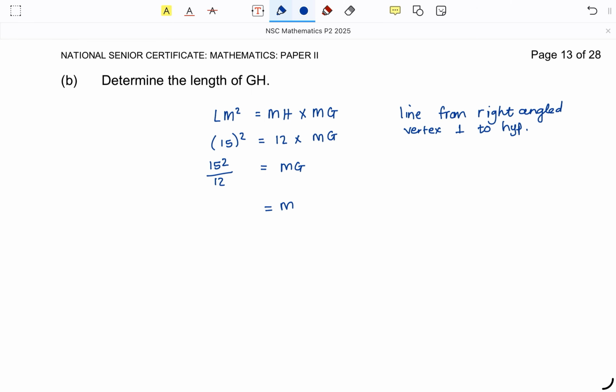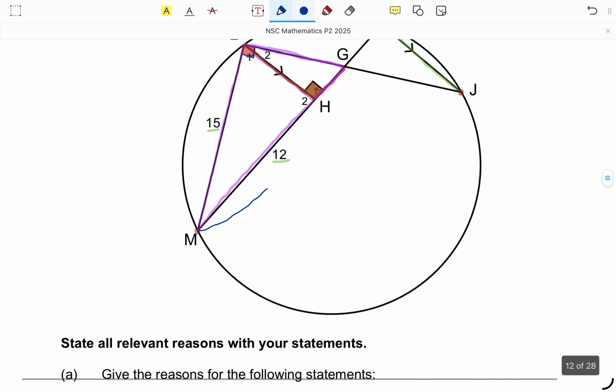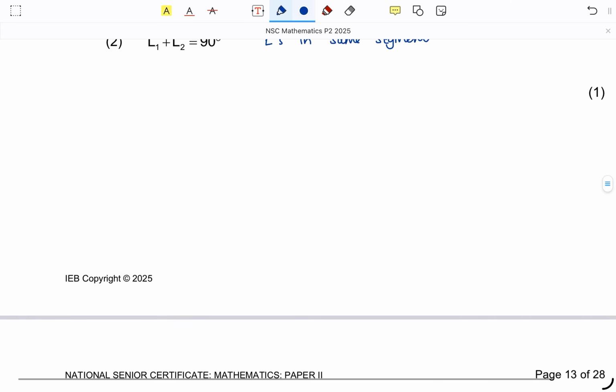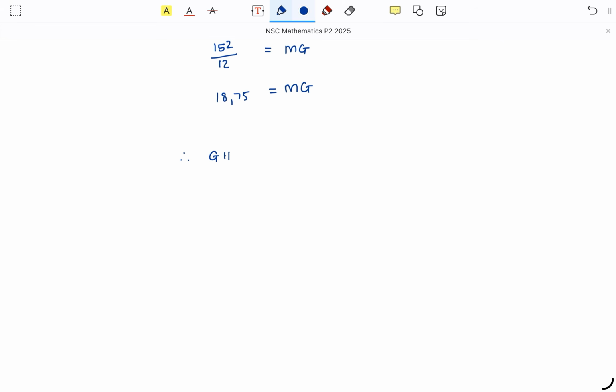by typing that into the calculator. And MG would then be 18,75. So if we now look at this diagram, we've actually calculated the entire side of MG as 18,75 units. So we can just take the 18,75 minus the 12 units, and then we will get the little side that we want to calculate. So we're going to say, therefore, GH is going to be equal to the big side minus the small side. We can sub in the values, and then we get 6,75 units.